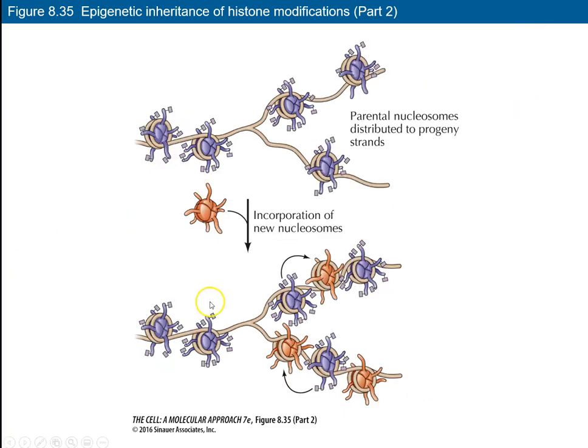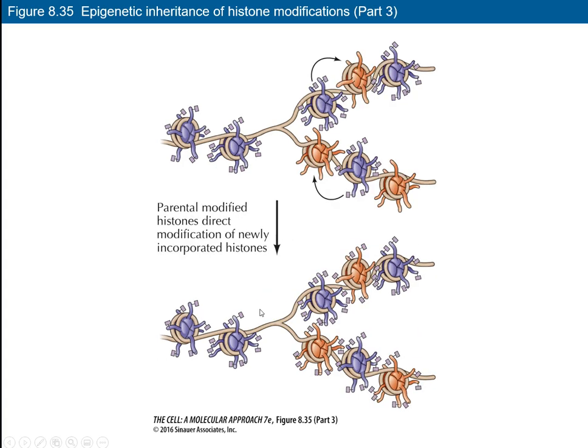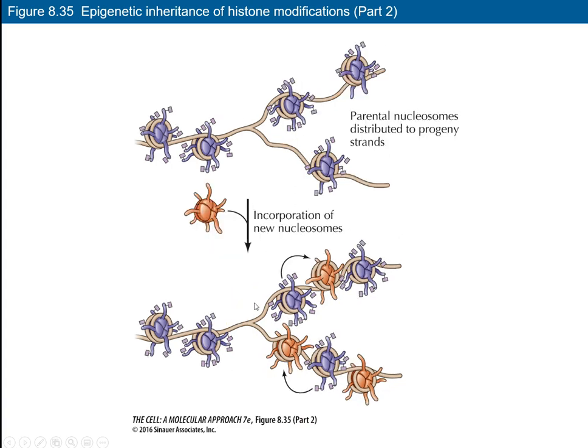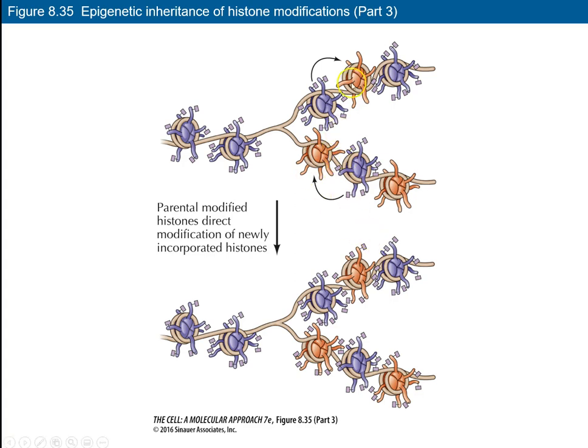So I showed you a picture of this already. This is showing you that these modified histones are directing the new histones when they're inserted, basically inducing them to have the same modifications. You're not going to need to explain in detail what's going on, but it's pretty clear to see. In fact, this picture is probably the best one to look at. Newly incorporated histones are not modified, but then these guys will direct the modifications so that you end up with the same exact modifications as their neighbors.